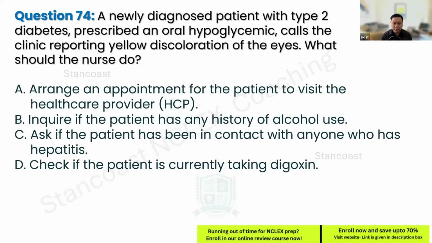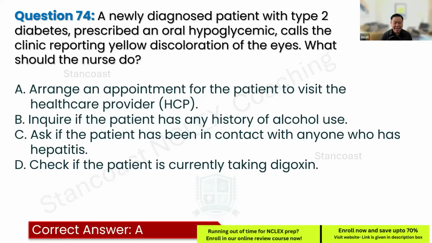Let's have number 74. A newly diagnosed patient with type 2 diabetes prescribed an oral hypoglycemic calls the clinic reporting yellow discoloration of the eyes. What should the nurse do? A. Arrange an appointment for the patient to visit the healthcare provider. B. Inquire if the patient has any history of alcohol use. And C. Ask if the patient has been in contact with anyone who has hepatitis. And D. Check if the patient is currently taking digoxin. Your answer here should be letter A.